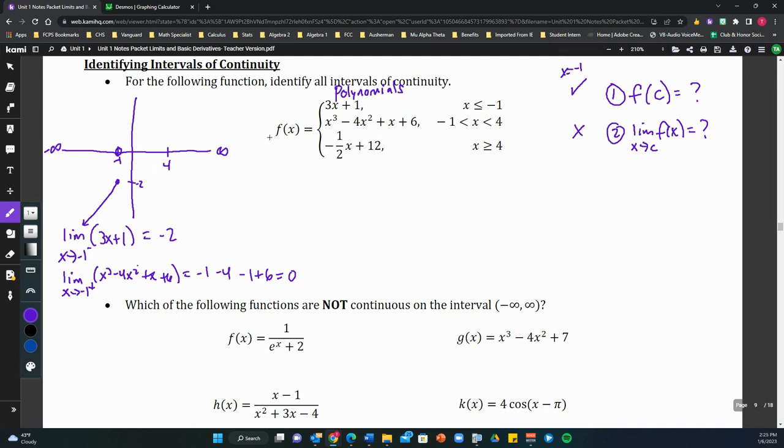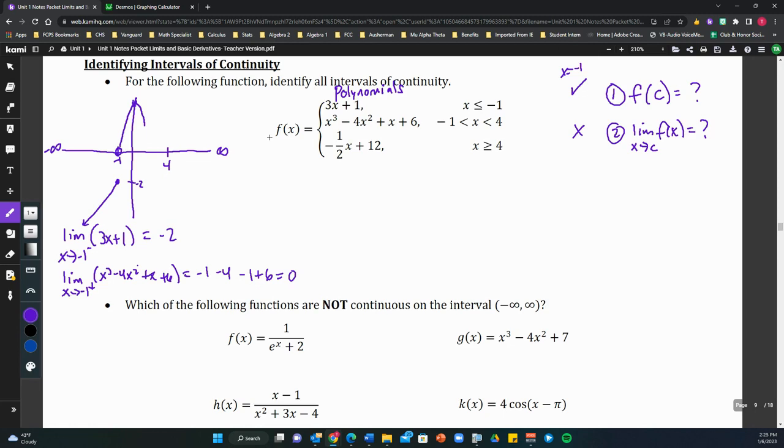I don't know exactly what it looks like. I know it's got a y-intercept of 6 up top here. So we're just going to sketch it out. Let's say it does something like that for right now. All right, now that tells us at -1, this function is discontinuous. We have a jump discontinuity at -1.